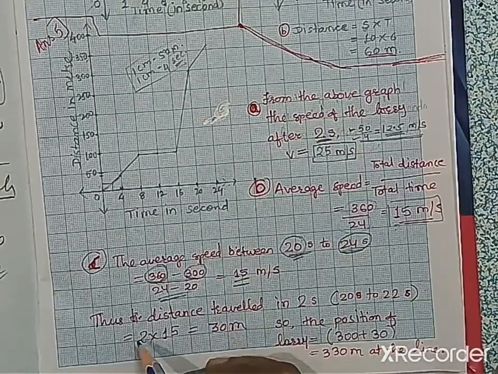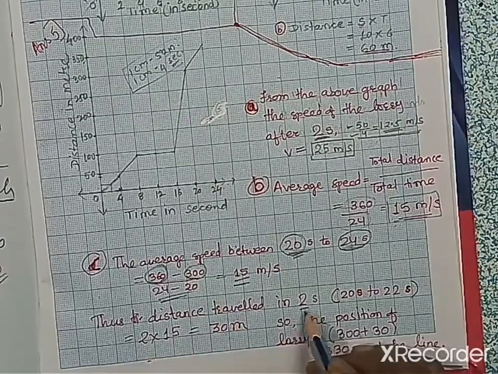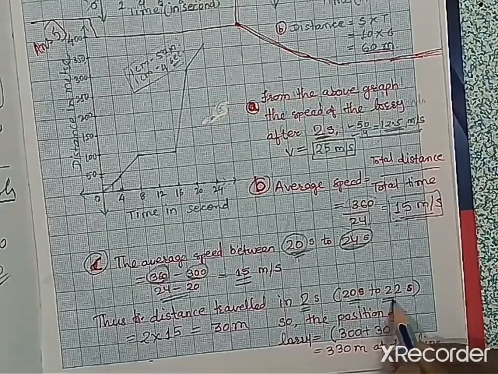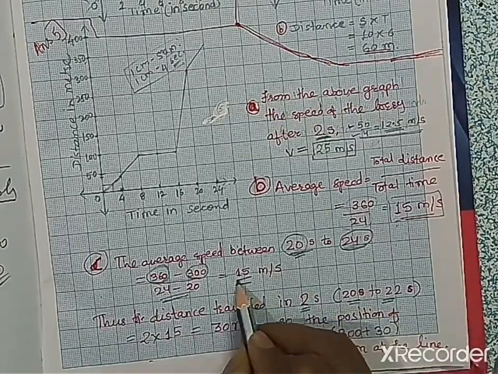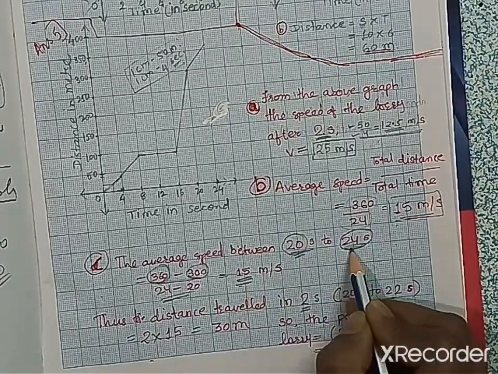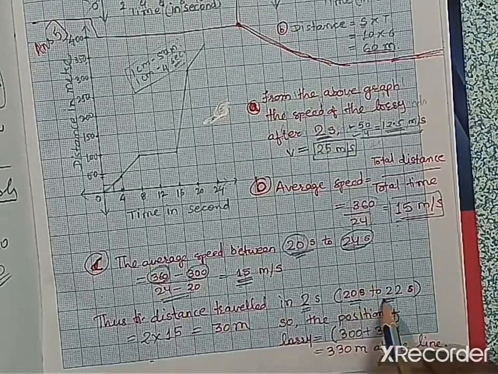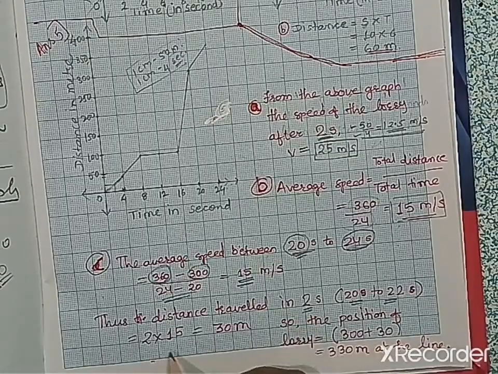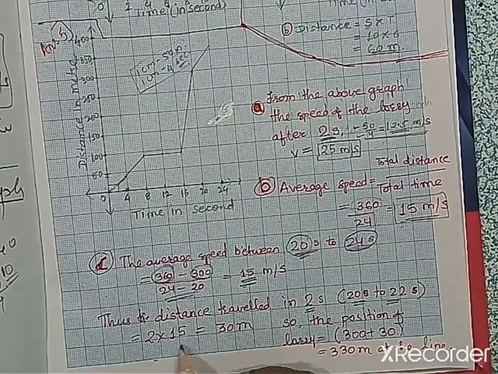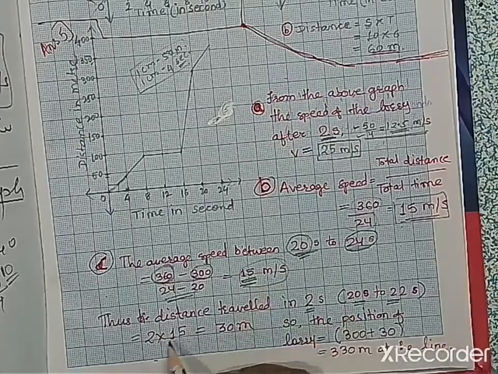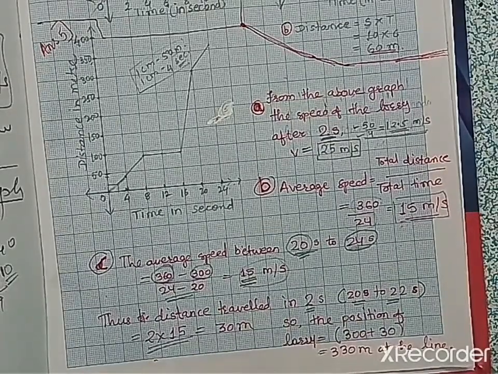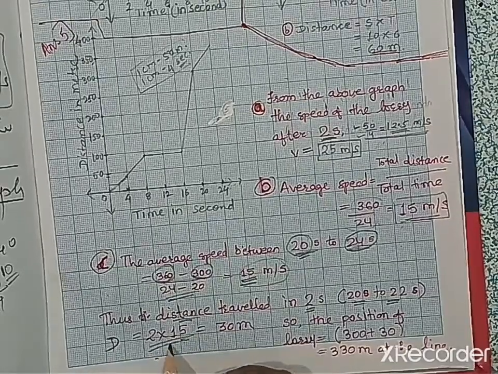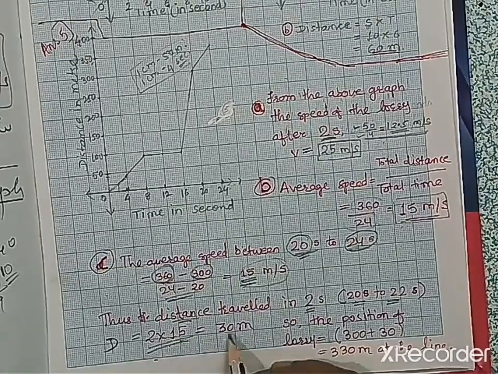Then from this we can find out the distance traveled in 2 seconds. So the distance, that is from 20 second to 22 second, we have to find out. So it is for 20 second to 24 second, and now we will find out 20 second to 22 second. So as we know that in 2 seconds it is moving 15 meter per second. Okay, so we will multiply by 2. 2 is the time and 15 is the speed. We have to find out the distance. So distance is equal to speed into time. So 15 into 2, that is 30 meters.